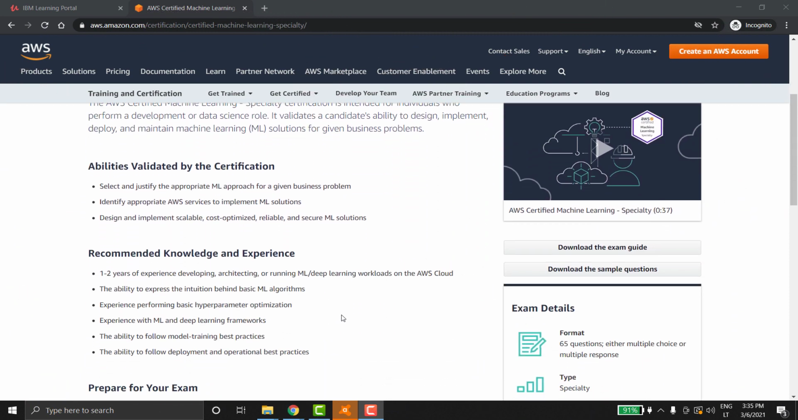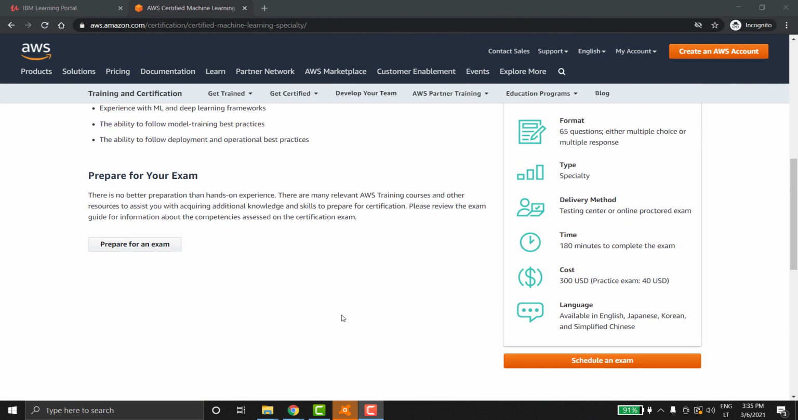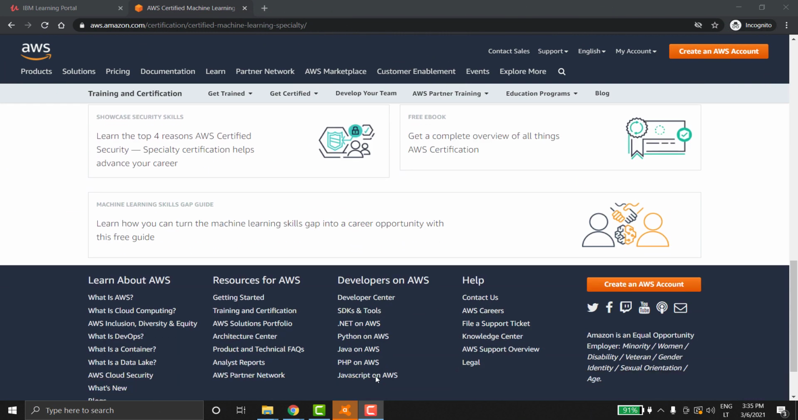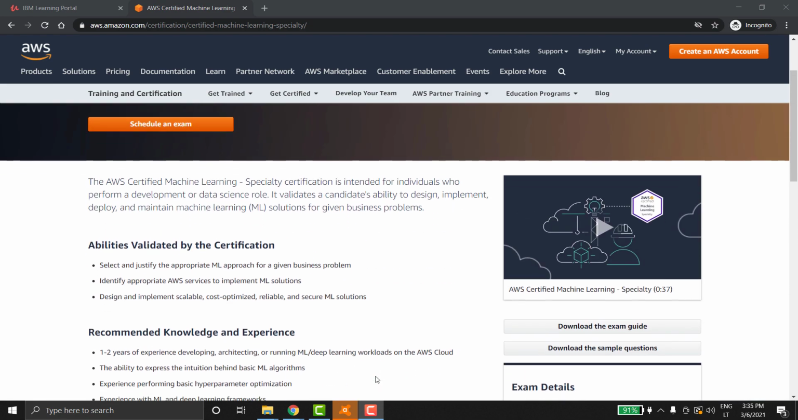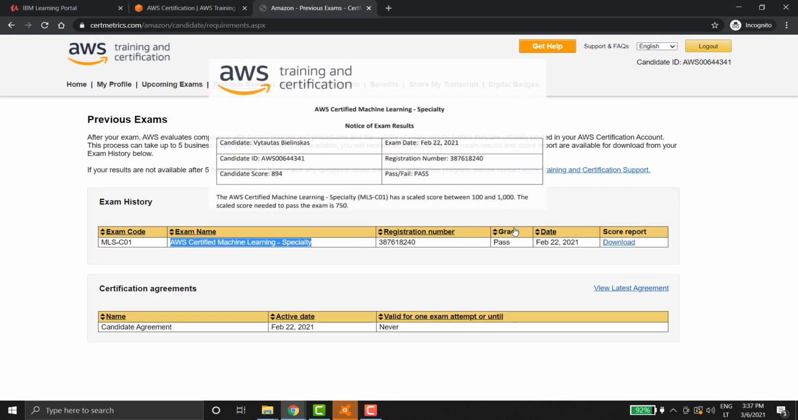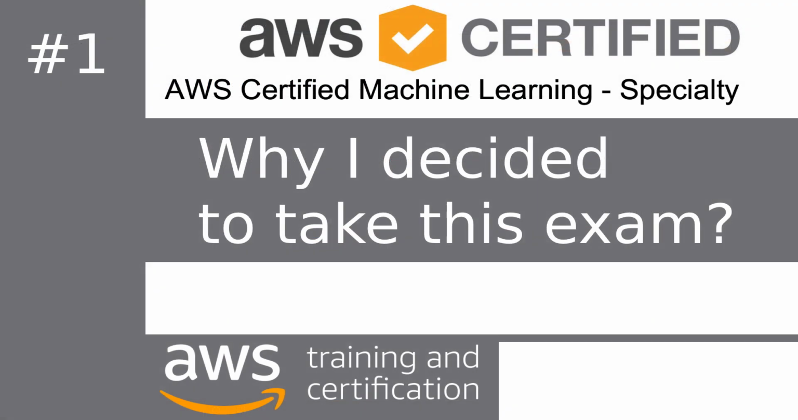Hello guys, now let's talk about AWS Machine Learning Specialty exam. I passed this exam just 1 week ago with a score of 894. And the first question is why I decided to take this exam.